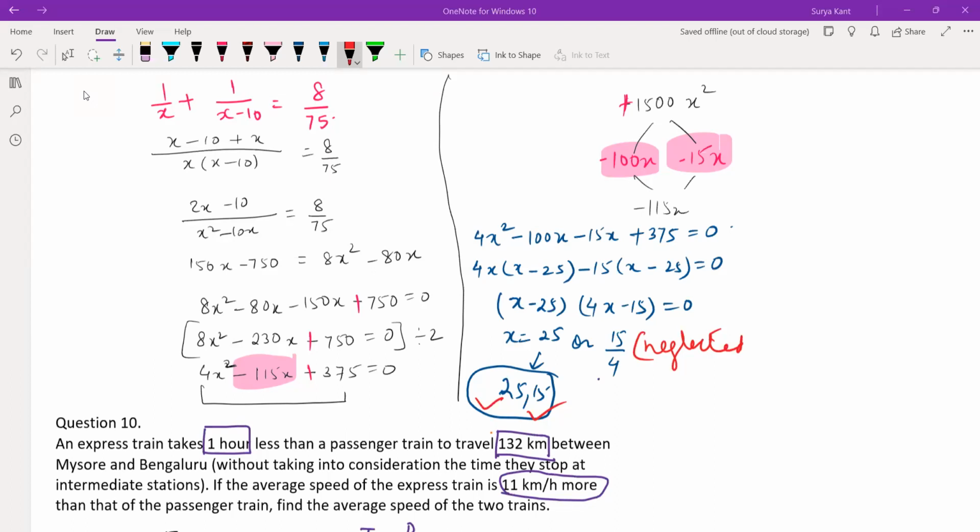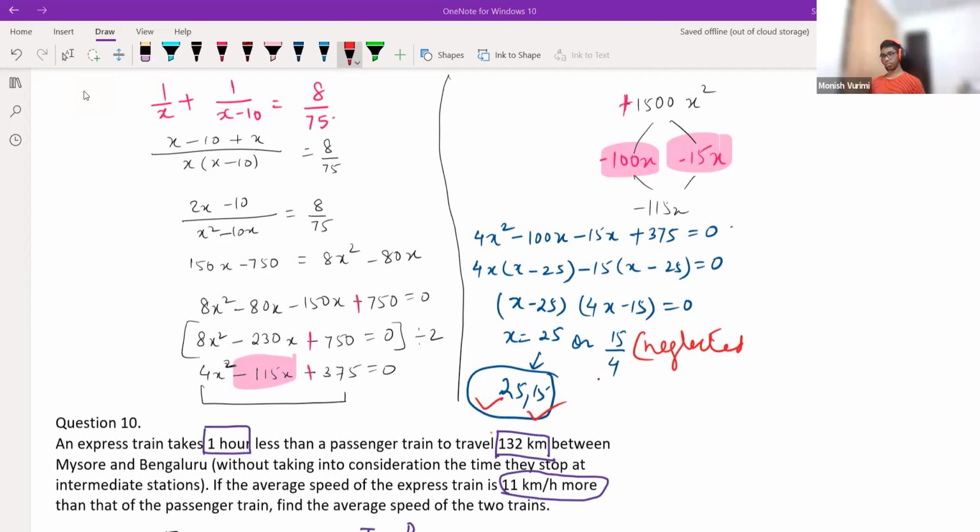Anyone who is not getting the question? Monish, did you get the question? No, sir, I'm not quite able to understand it. See, what is given, you read. Here it is given that 1 hour less. The express train takes 1 hour less, which means what? Speed will be more than the passenger train, compared to that, right?